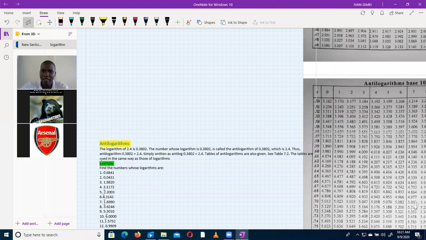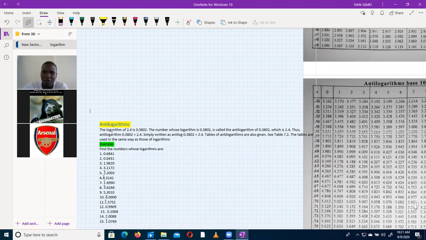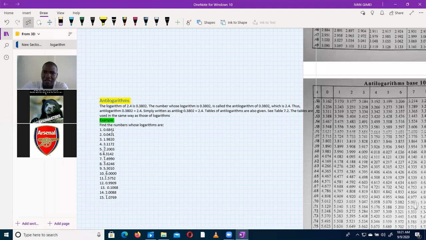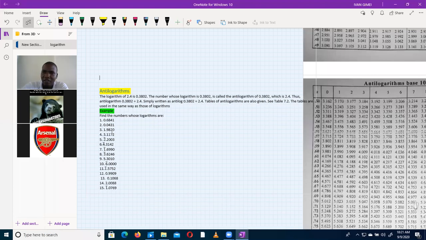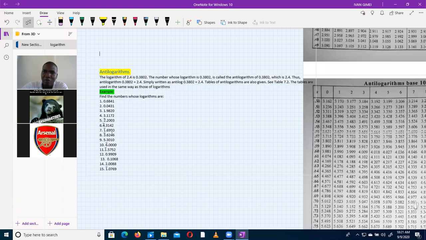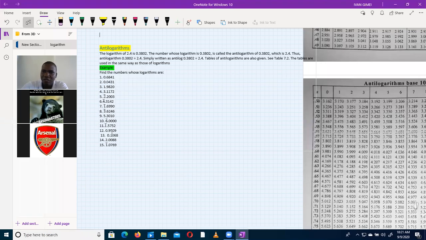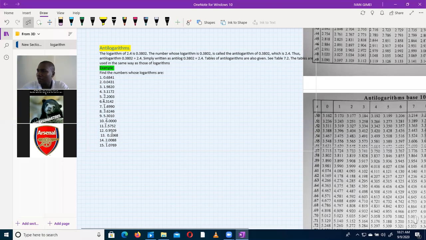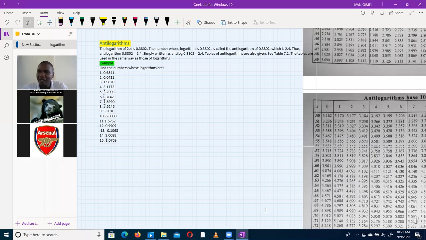And logarithm, we're saying the logarithm of a number 2.4. If they ask to find the logarithm of a number, the logarithm of 2.4 is given by this. The number whose logarithm is 0.3802 is called antilogarithm. It's the opposite. I think you know from your English that anti means the opposite. It is antagonizing, it is the opposite of the other. So just like we've been finding the logarithm, they can also ask you to find the antilogarithm.